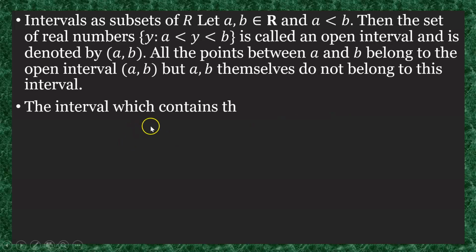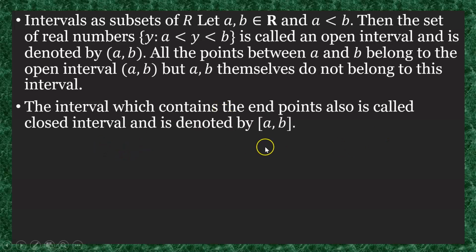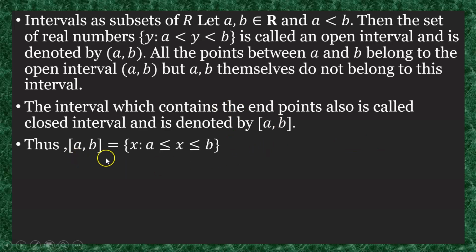The interval which contains the endpoints also is called the closed interval and is denoted by the closed interval [a, b]. Thus, the closed interval [a, b] equals the set of x such that x lies between a and b, or x equals a, or x equals b also. Okay.